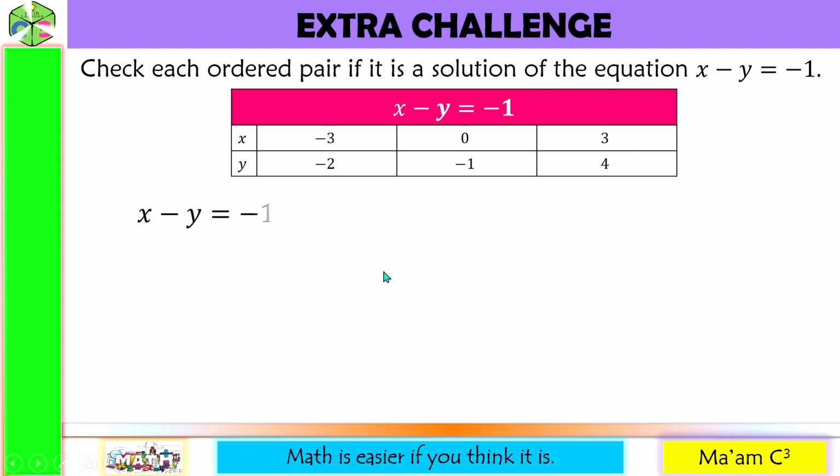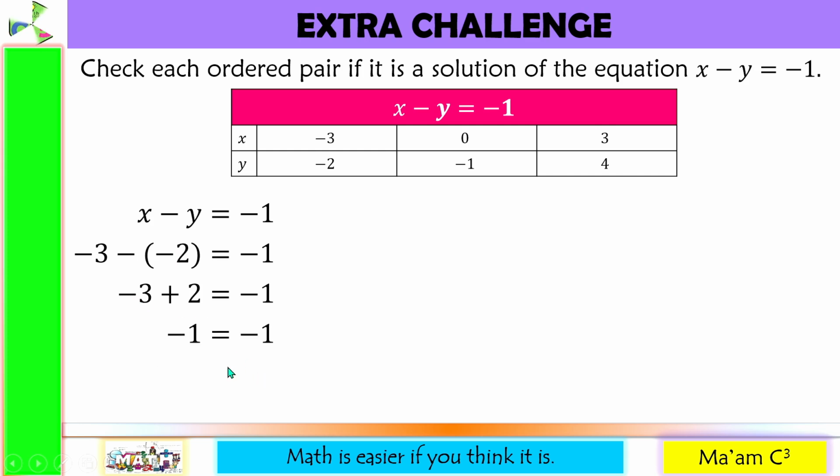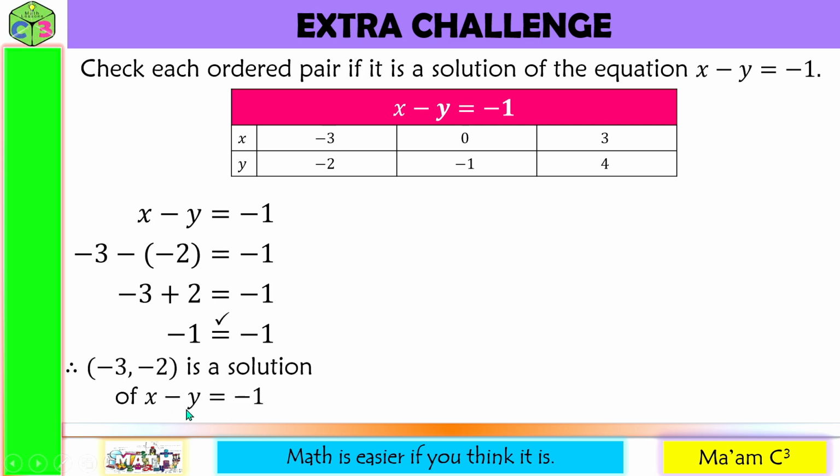Let's copy our equation. Let us substitute -3 for x and -2 for y. Oh, be careful with this. Minus, so here is minus. And then your y is -2, so you have to enclose it in a parenthesis. Let us simplify this one first. Negative, negative will become positive. -3 plus 2 is -1. Are they equal? Yes, they are. Therefore, (-3, -2) is a solution of x minus y equals -1.